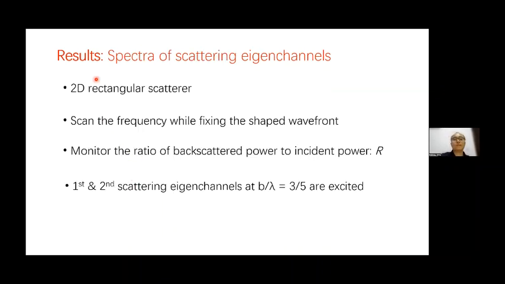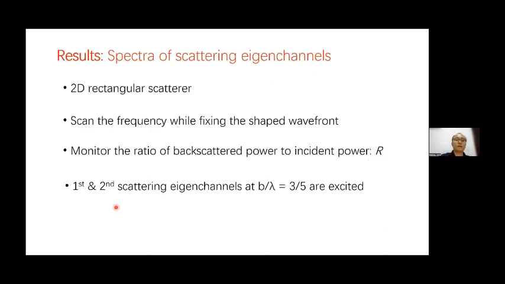Finally, I will show the spectra of scattering eigenchannels. So what does it mean? It means we couple light to a select scattering eigenchannel, and then we fix this wavefront, and then scan the frequency. Subsequently, we monitor the ratio of the backscattered power to the incident one. So then we get a curve of R dependent on the scaled frequency.